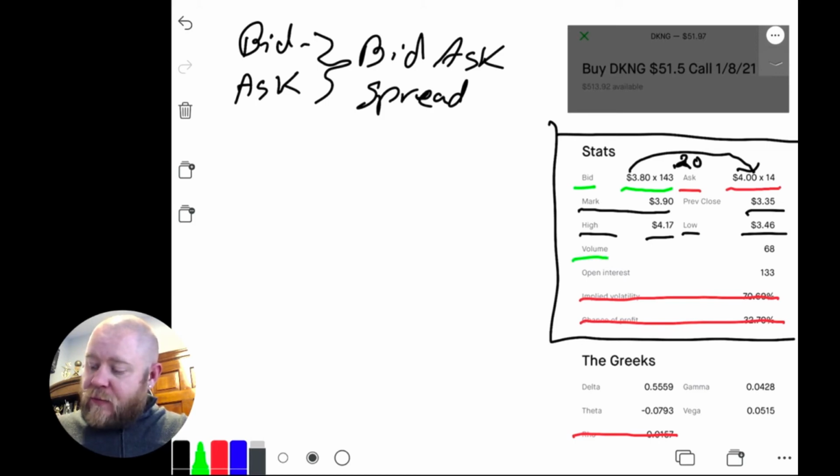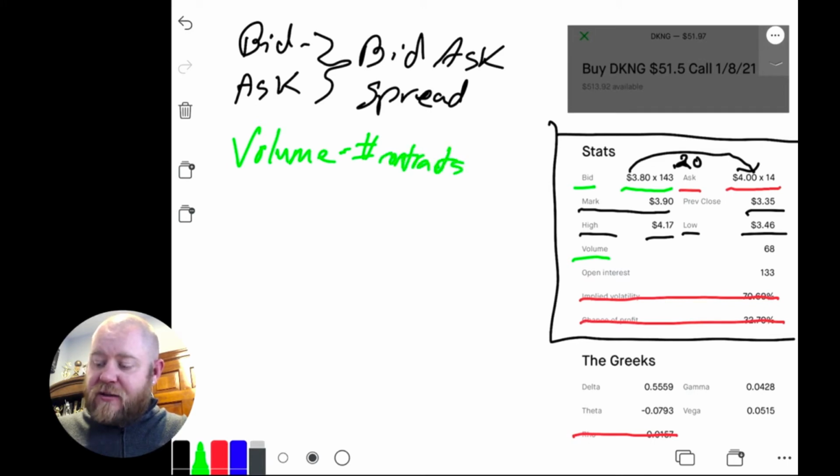Volume is the number of options contracts traded. That's the number of this specific option that has been traded since its existence. In this case, 68.